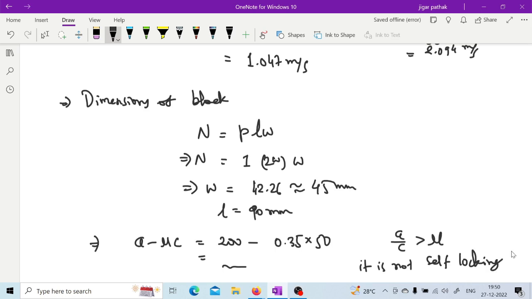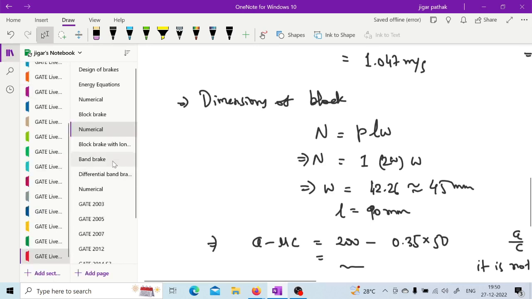Yes, sir. Okay, so now, does self-locking signify self-energizing? No, self-energizing is totally different from self-locking. Self-energizing means your frictional force is helping your external effort in stopping your drum. That is self-energizing. Okay, sir. Okay. So now let us go further.